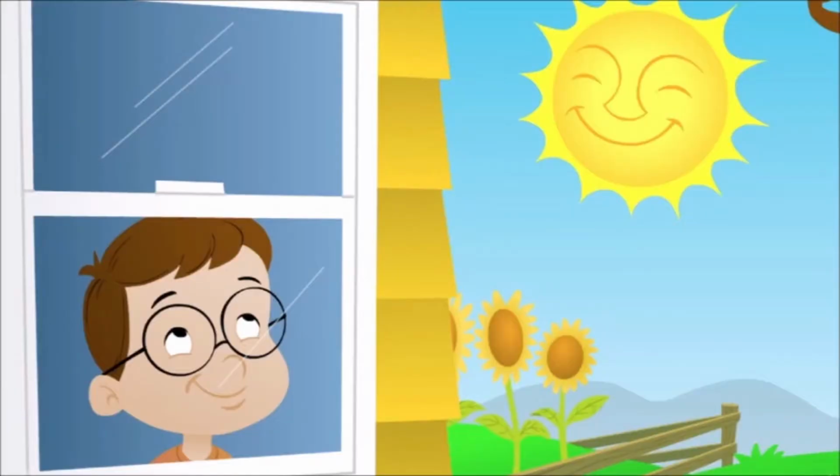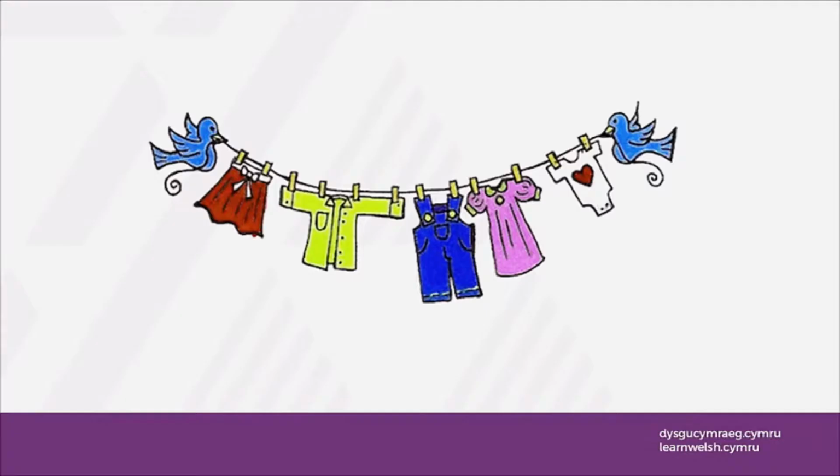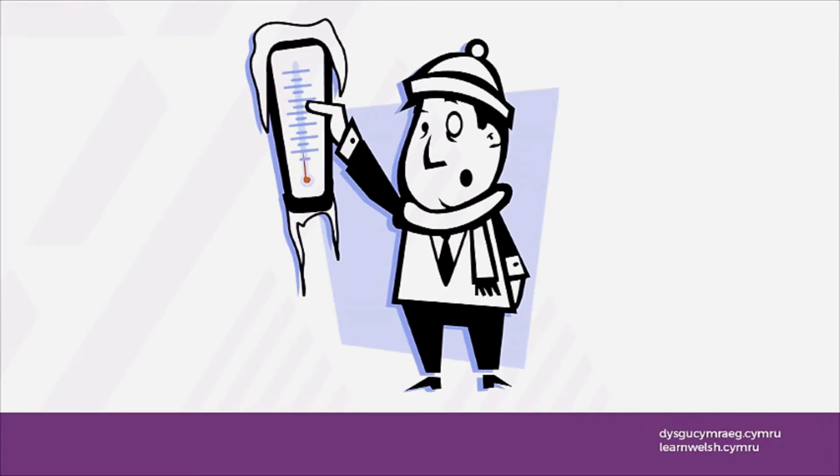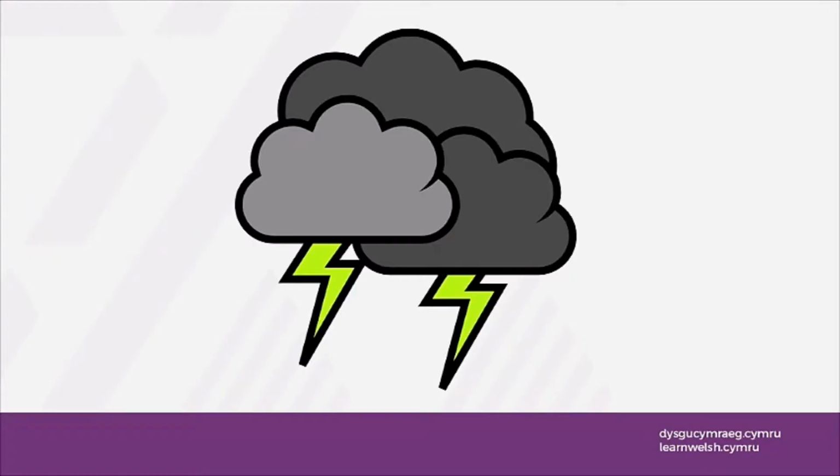Sut mae'r tywydd heddiw? Da iawn. Barod? 1, 2, 3. Sut mae'r tywydd heddiw? Mae hi'n braf. Sut mae'r tywydd heddiw? Mae hi'n sych. Sut mae'r tywydd heddiw? Mae hi'n oer. Sut mae'r tywydd heddiw? Mae hi'n stormus. Da iawn.